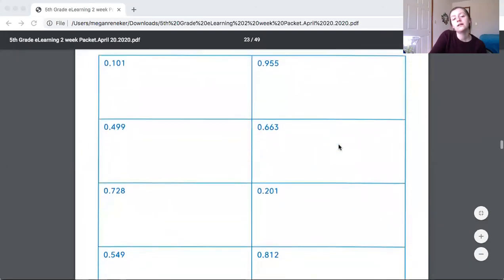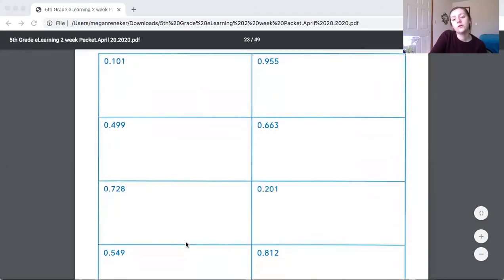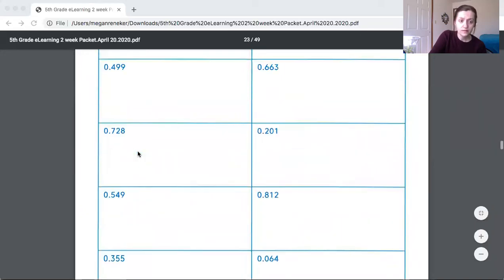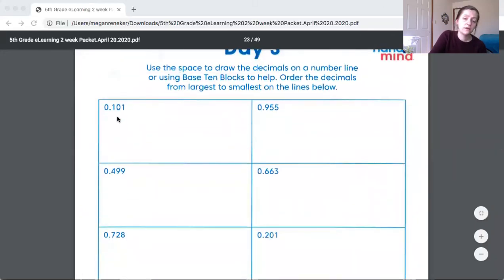So in that case, you would have to line them all up in a line just like I did and compare their values in the tenths place and the hundredths and the thousandths. So like right here, if I look at the tenths place and 101 thousandths and 499 thousandths, I automatically know that 1 is smaller than 4. So I know that 101 thousandths is going to be less than 499 thousandths.